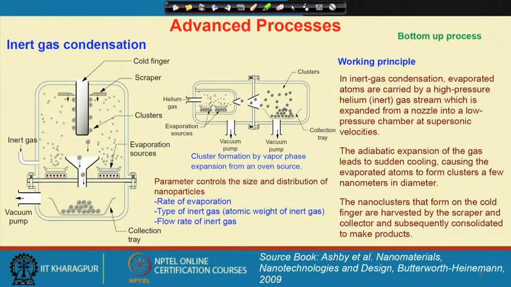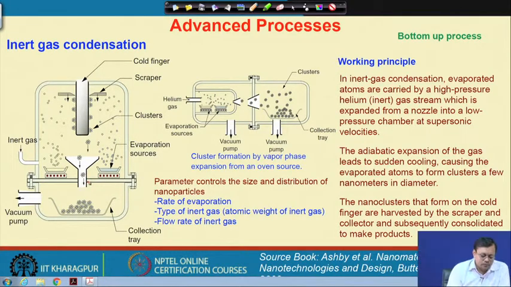So, this is a typical inert gas condensation process, and I will show you here how it really takes place. First, let us say we take evaporation sources, one and two, of two different species. Okay. Because we want to make a composition which is a mixture of these two different species, which is also possible, or maybe a single species.